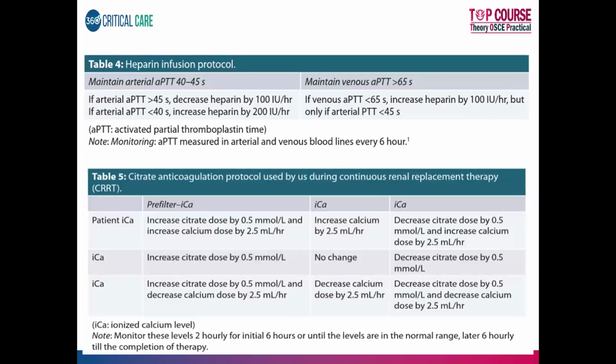Now, this slide shows the different monitoring which I was telling about. If you are using the heparin infusion protocol, you have to maintain the arterial APTT at around 40 to 45 and the venous APTT at more than 65. If the arterial APTT is more than 45 seconds, you have to decrease the infusion rate by 100 international units per hour. If it is less than 40, you have to increase by 200 international units per hour. Similarly, if the venous APTT is less than 65, you need to increase the heparin by 100 units per hour, but only if the arterial APTT is less than 45.